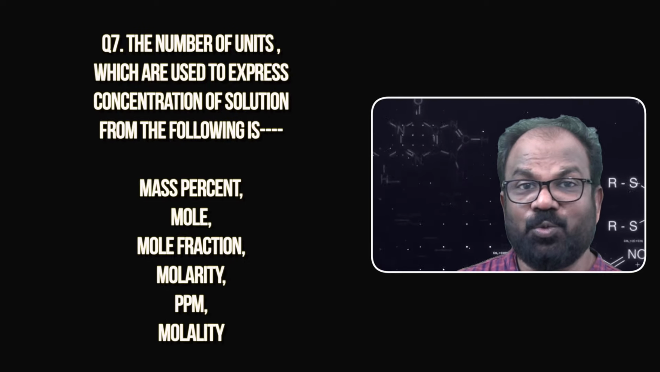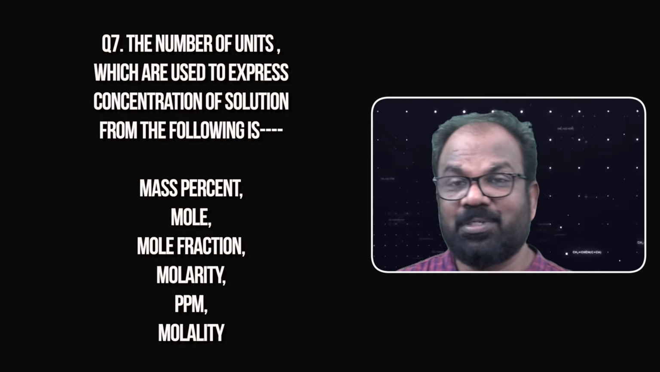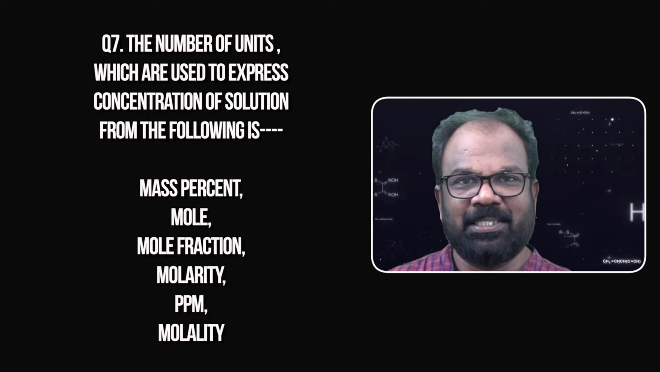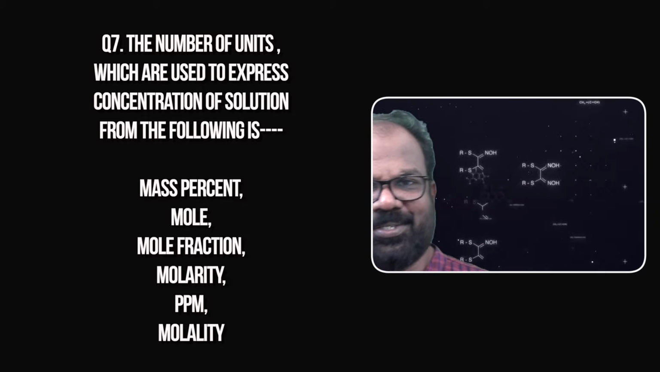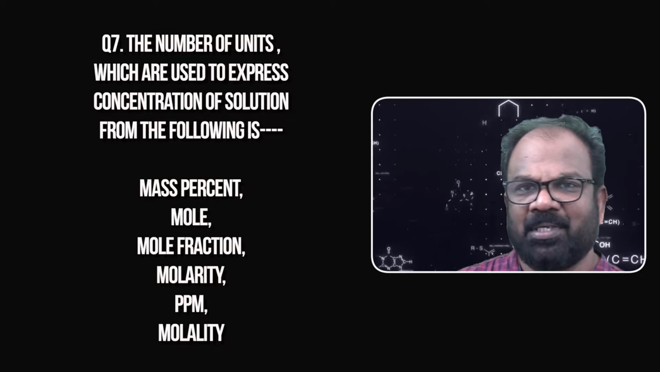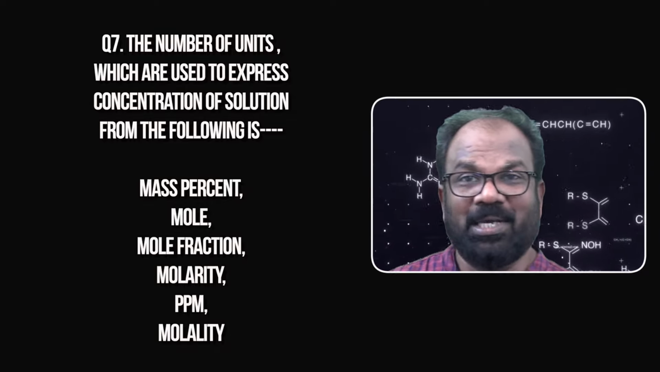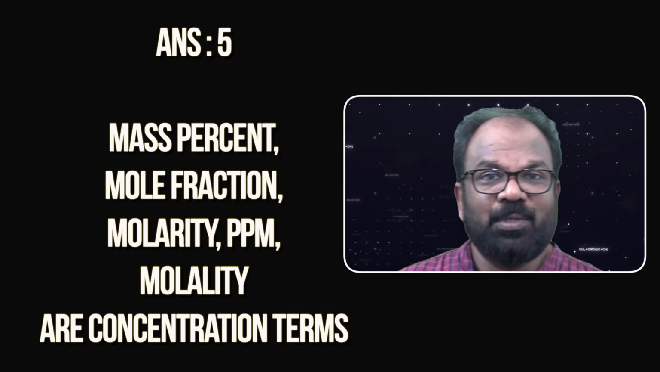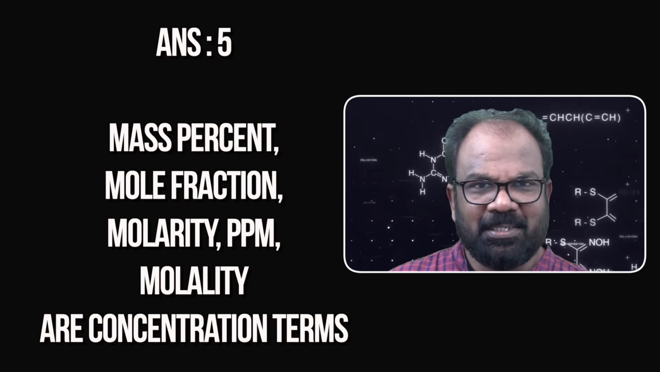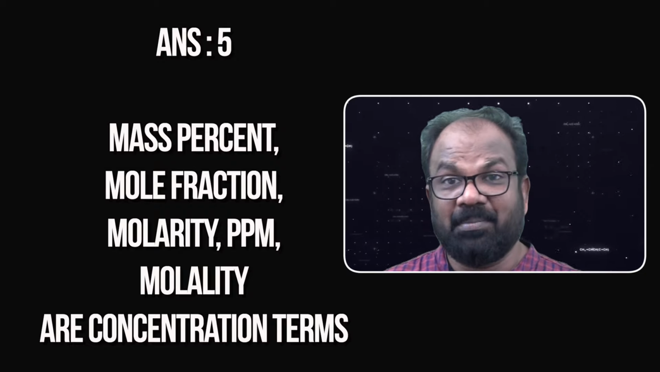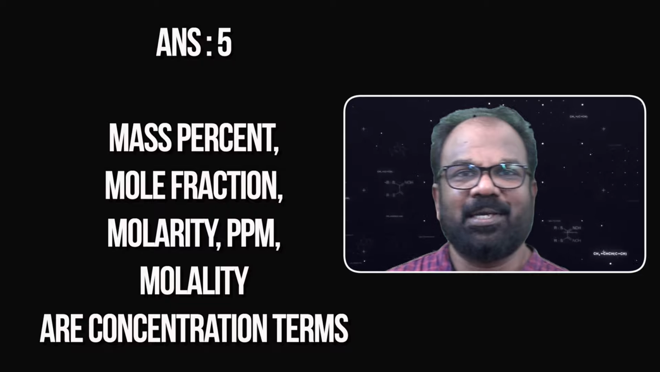Then question number 7. The number of units which are used to express the concentration of solution from the following is: first one is mass percent, second one is mole, third one is mole fraction, fourth one molarity, fifth one ppm, parts per million, and the sixth one molality. It is a simple question. Here the answer is 5. 5 units are concentration terms, that is mass percent, mole fraction, molarity, ppm and molality. Mole is not a concentration term.